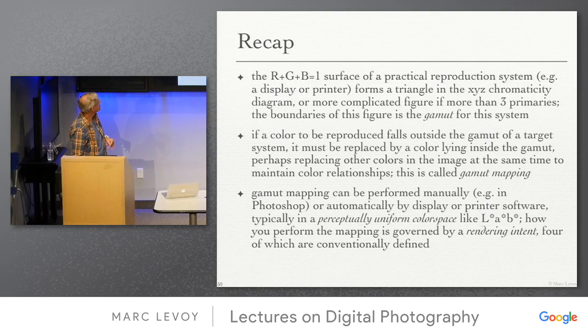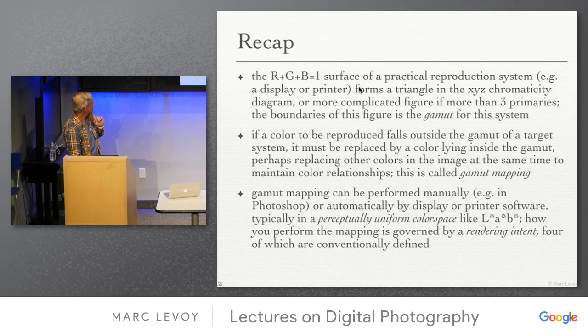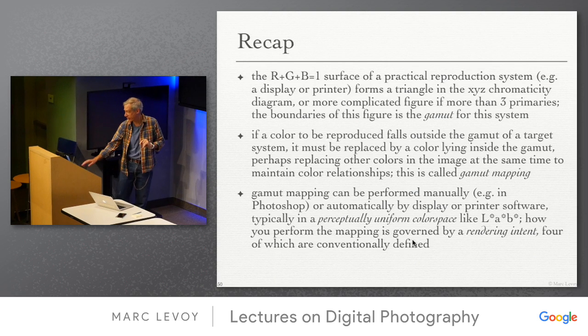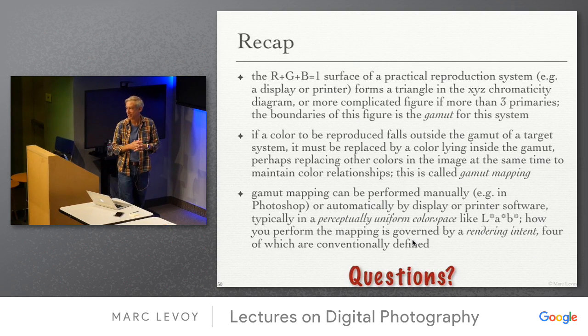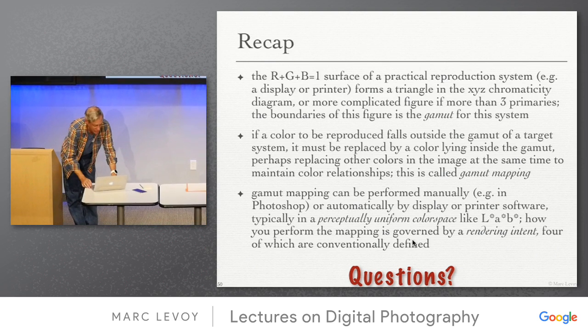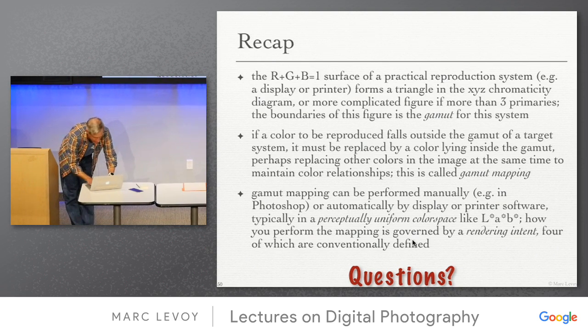All right, so we talked about the chromaticity diagram and the gamut mapping, and then we talked about perceptually uniform spaces and rendering intents. Any questions here? I didn't go nearly as much into color management as one could. One could do several lectures or even more on color management.